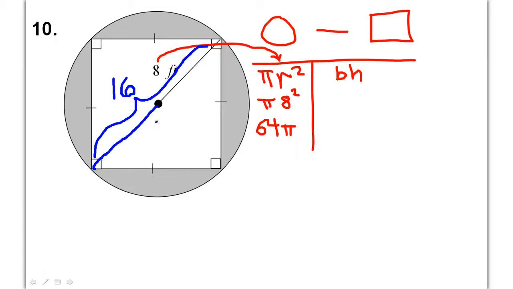Okay, keep your eye on that. X radical 2 is the hypotenuse. That means this 16 must equal leg radical 2. This is how we used to do it.